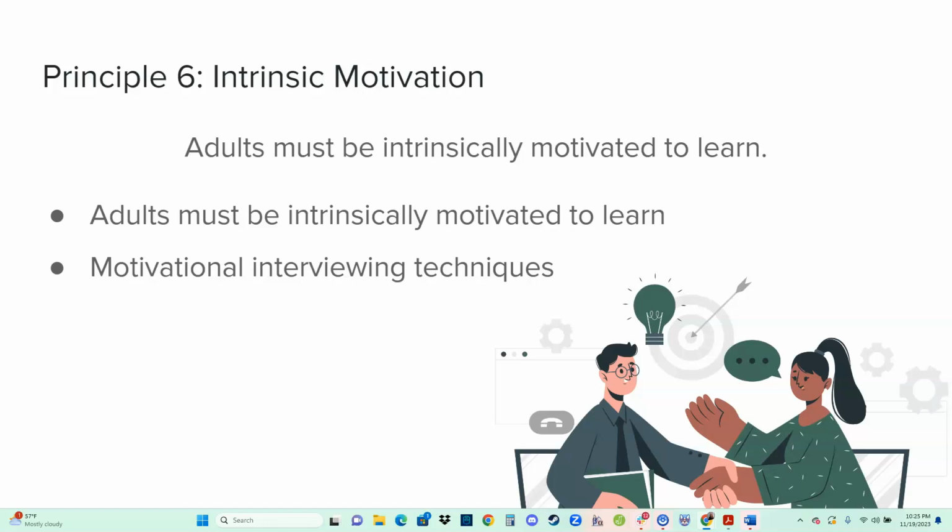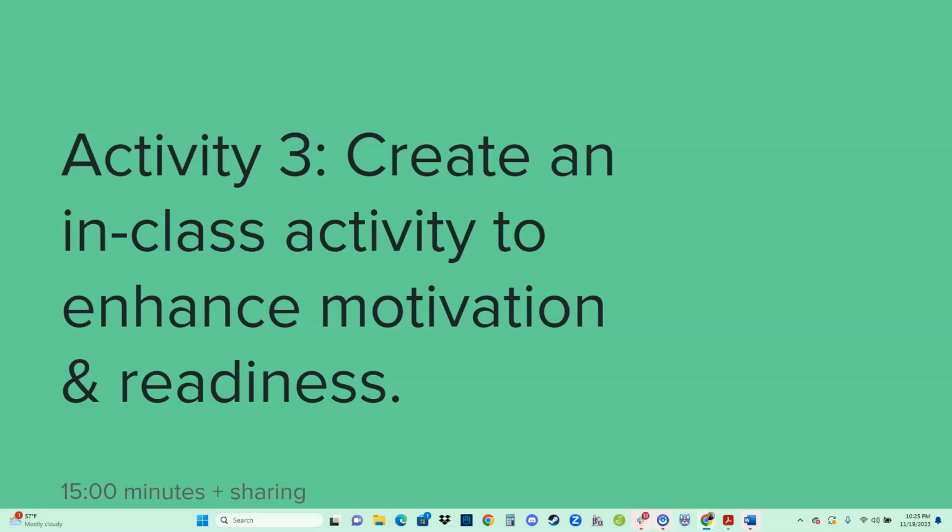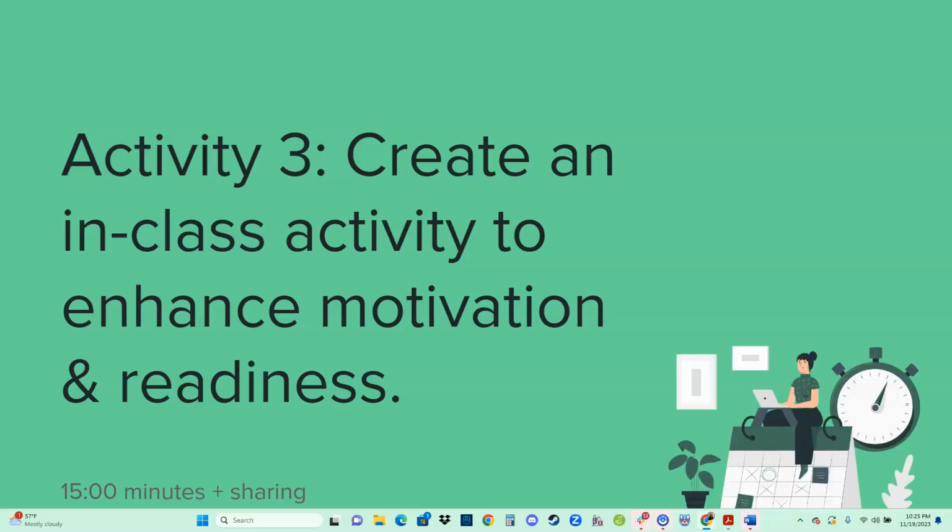You are amplifying their own internal motivating factors. There's a lot of other ideas for this. And I want to make sure that we have time. So we're going to jump into the third activity, which is to create, again, we're going to do this in small groups. We're going to create another in-class activity to enhance your students' motivation and their readiness.